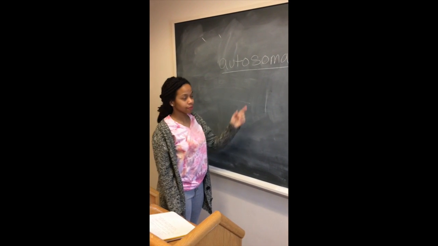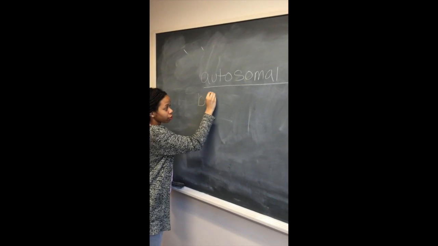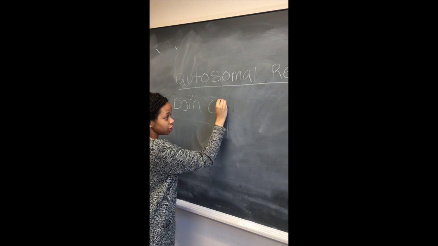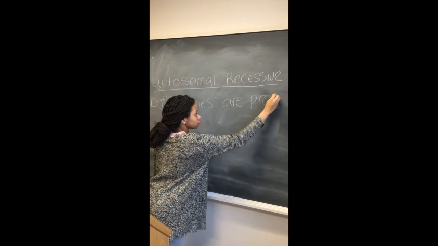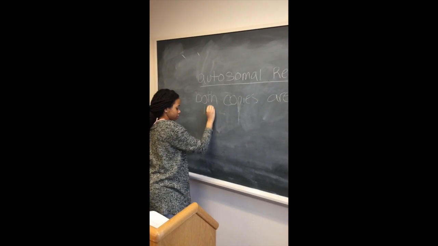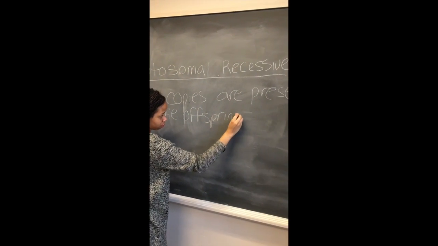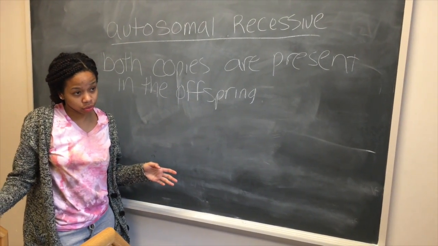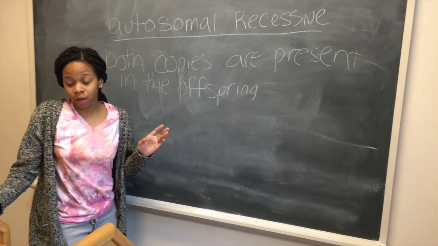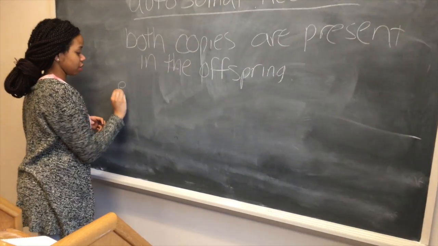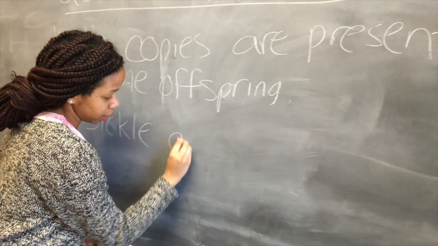Autosomal recessive traits. In autosomal recessive traits, both copies of the gene are present in the offspring. So parents of the individual have to have at least one of these traits present. An example of this is sickle cell anemia.